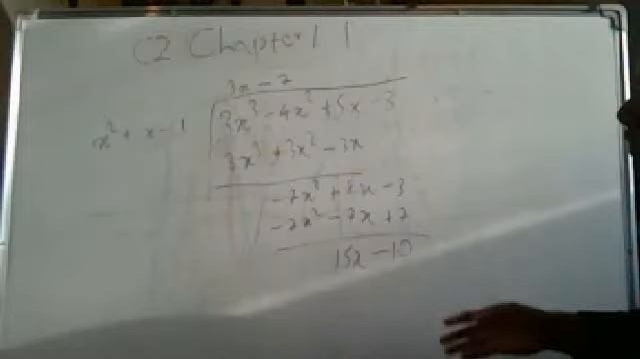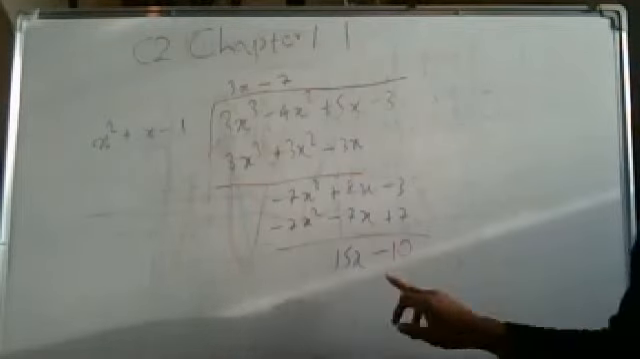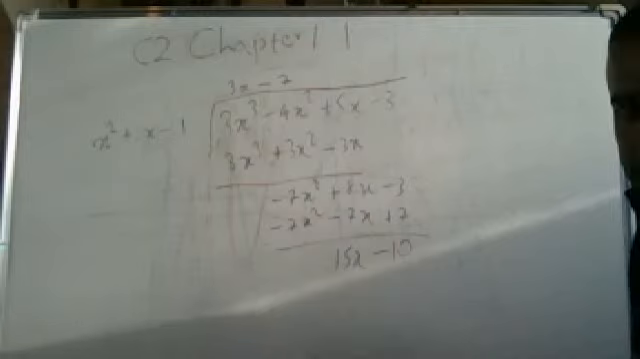There are no more terms to divide here, so that means that is a remainder. We have a remainder of 15x minus 10. So that's how we do algebraic division.